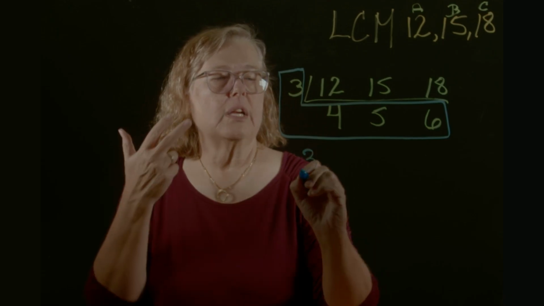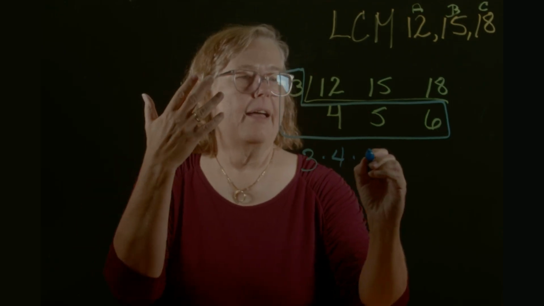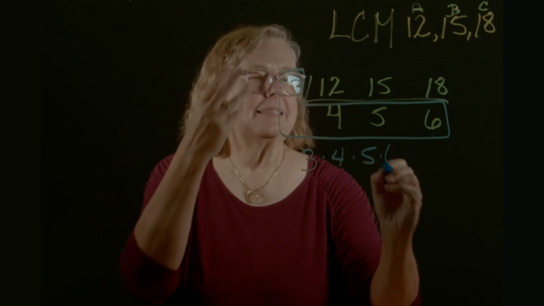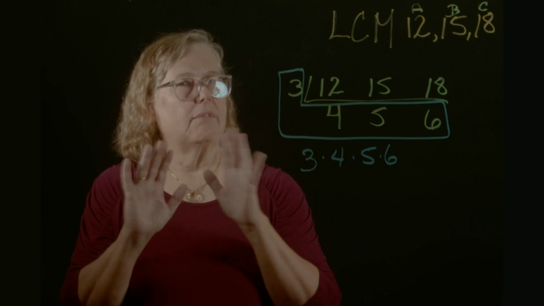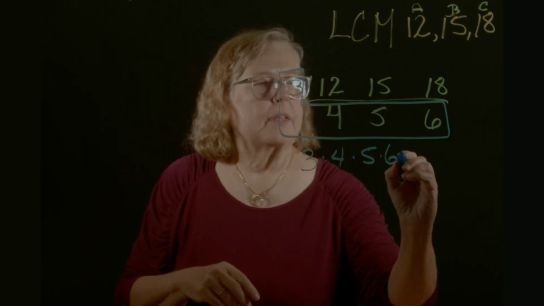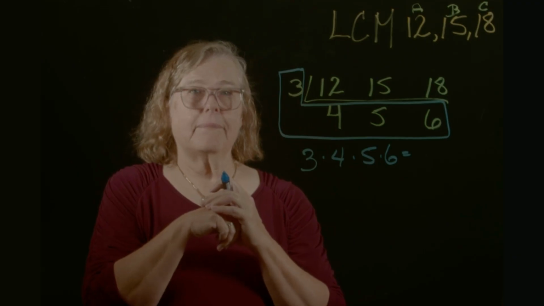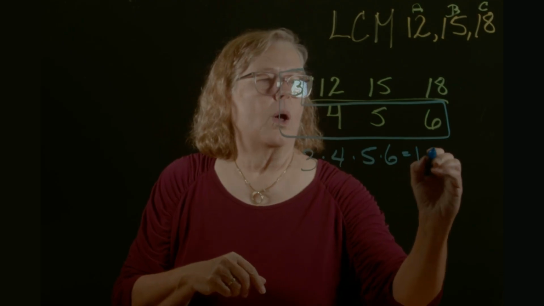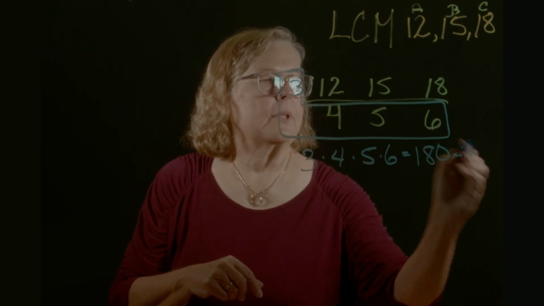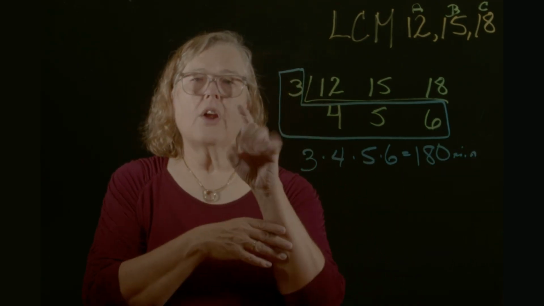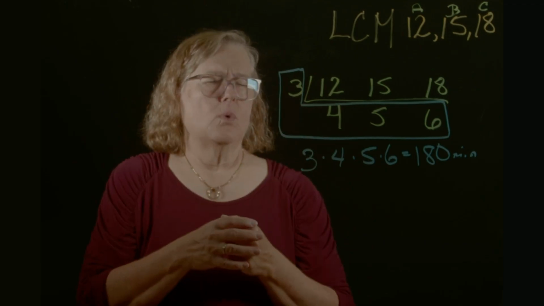3 times 4 times 5 times 6. Remember, you can use a calculator. That's totally fine. All right, what'd you get? Good job, 180 minutes. So every 180 minutes, all 3 of the trains are going to show up.